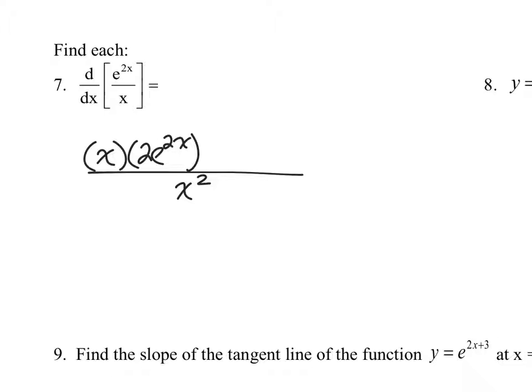So 2e to the 2x is the derivative of the top minus high d low, which should just be the e to the 2x. All right, we have a common e to the 2x we could pull out.